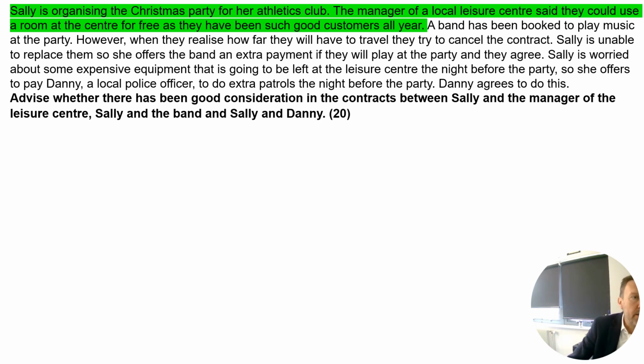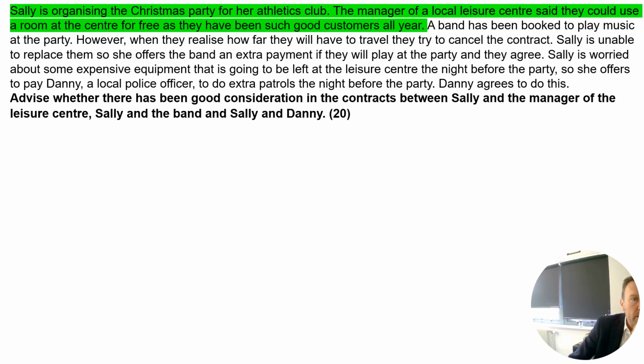Sally's organising this Christmas party at the athletics club. The manager of a local leisure centre says that she can have a room for free to have this party because she's been such a good customer all year. And having done the AO1, you're already thinking, hang on a minute, is this a past consideration issue? Hopefully that will have gone into your mind at this point, and then you can start to deal with that.